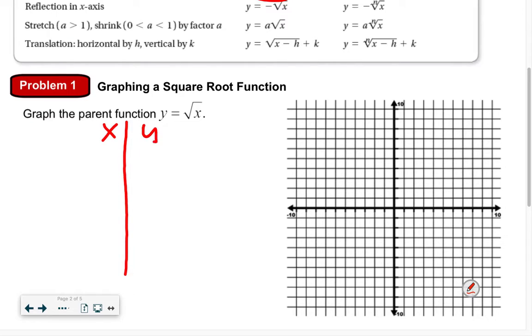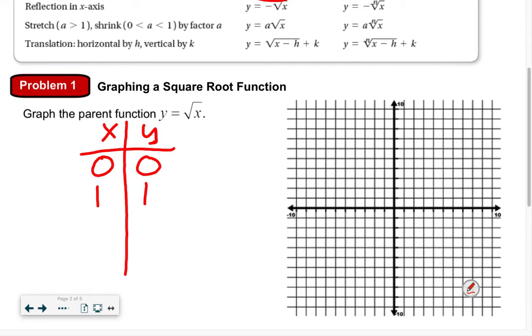Make our table, x, y. Okay, question. Do I want decimals, fractions? No. So let's be smart about what we pick. If I pick 0 for x, what am I going to get for y? 0. The square root of 0 is 0, right? Okay. What about if I put 1 in for x? What do I get out? 1. The square root of 1 is 1.